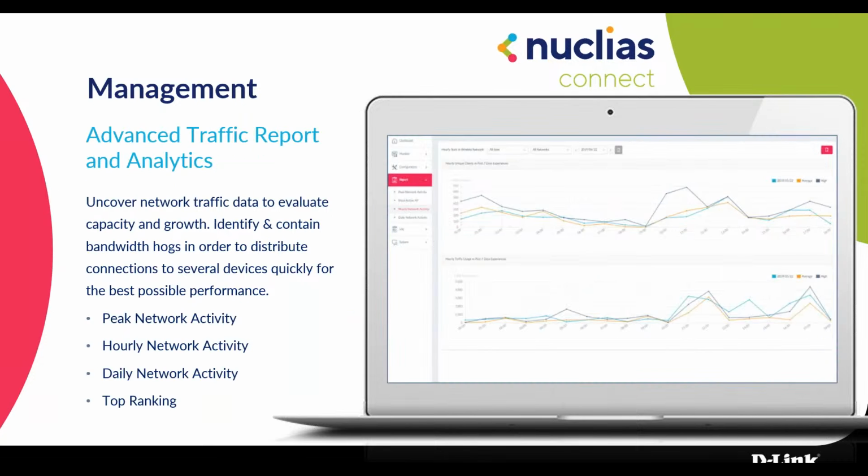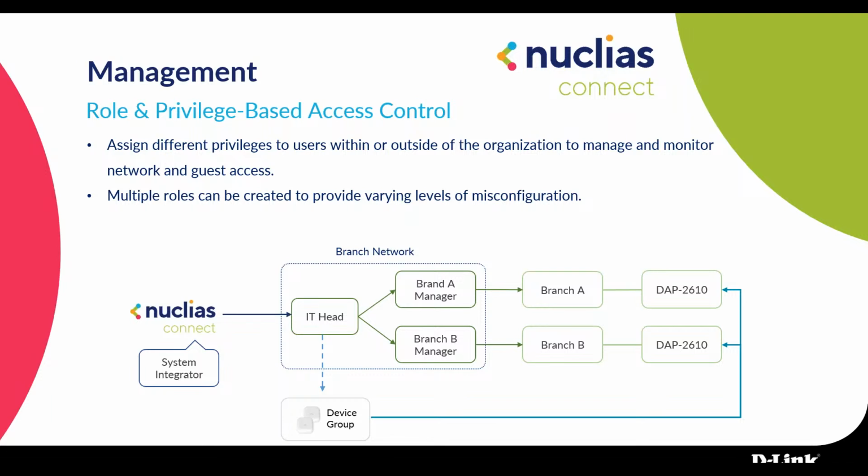So we also have a little bit more detailed traffic reporting and analytics. We can see things like peak network activity across the last 7 days, hourly network activity. Again, this is against average, against the high, top ranking devices, top port utilization, if we're talking about switches, a number of different reports to allow you to make educated decisions about things that you may need to do on your network. Okay. So moving on from there.